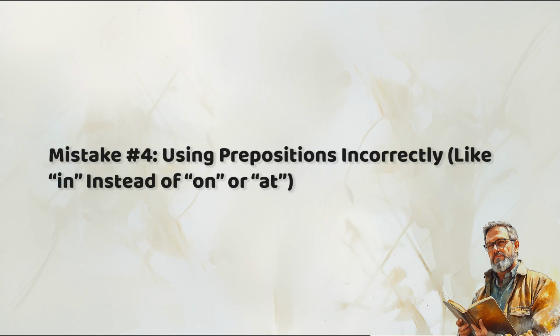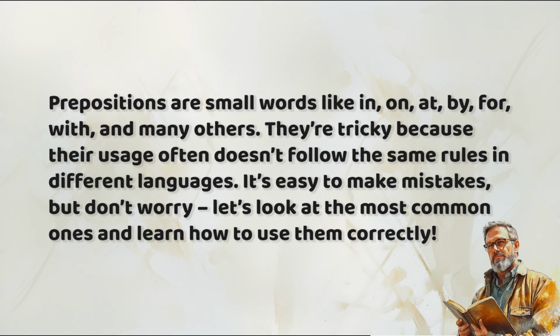Mistake number 4. Using prepositions incorrectly, like in instead of on or at. Prepositions are small words like in, on, at, by, for, with, and many others. They're tricky because their usage often doesn't follow the same rules in different languages. It's easy to make mistakes, but don't worry. Let's look at the most common ones and learn how to use them correctly.